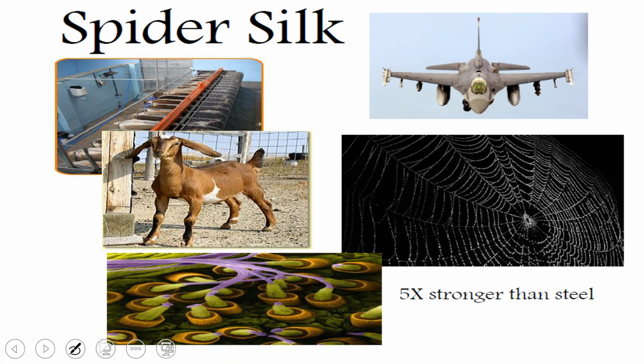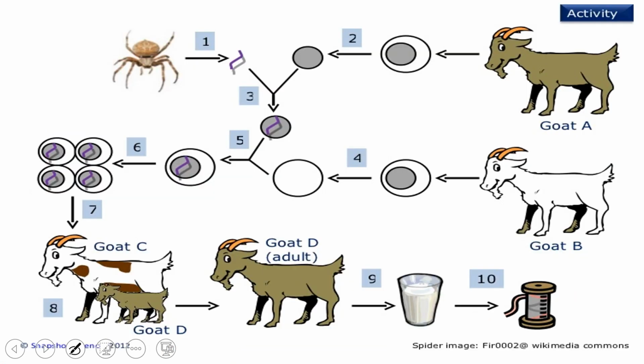This spider silk material, which is five times stronger than steel, can be used in many places. Sorry, it can be used for aeroplanes or many other purposes. How is it going to be produced? This is a spider, and this silk protein is going to be produced. So we are going to take the protein.